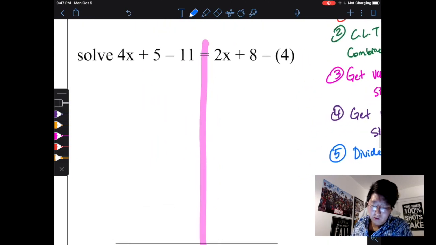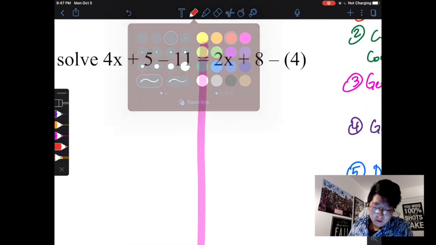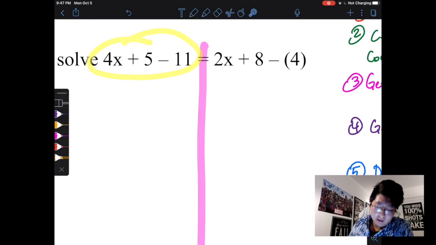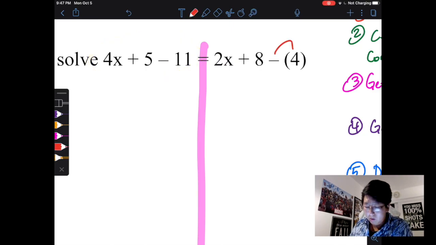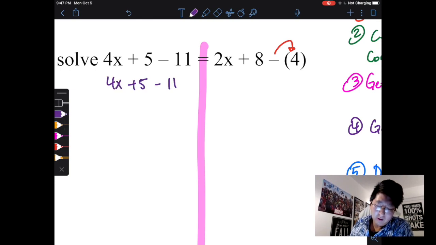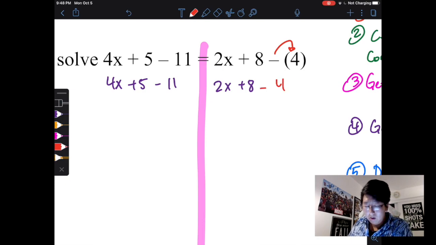So let's go ahead and distribute. Notice that there are no parentheses on the right side, so we don't need to worry about distributing. But here there is. So I'm going to copy 4x plus 5 minus 11 equals 2x plus 8. And the opposite of +4 is -4. So I went ahead and distributed, got rid of the negative parentheses.